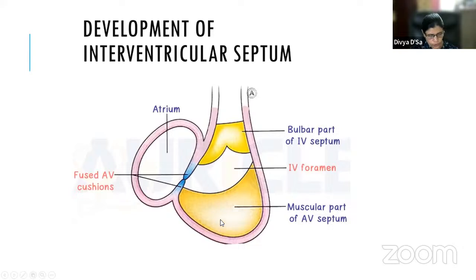It will reach almost up to the AV cushion, which is formed separating the atrium and the ventricles. So it will reach up to these AV cushions. This portion forms the muscular part of the interventricular septum. The next thing to develop is the bulbar part. The second part is the bulbar part, and it develops from these 2 ridges.